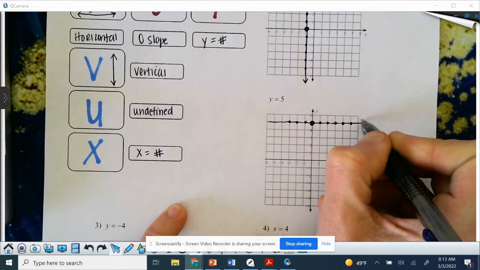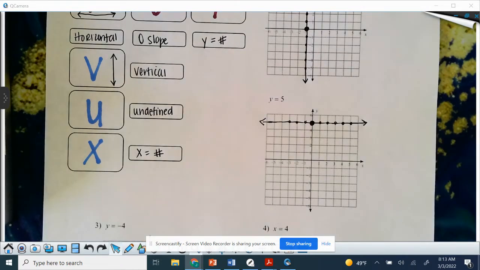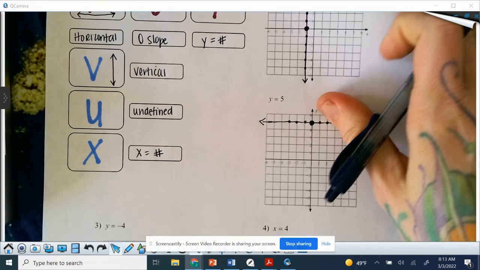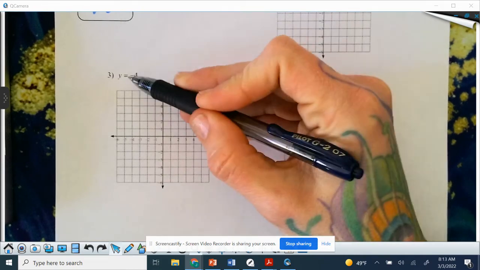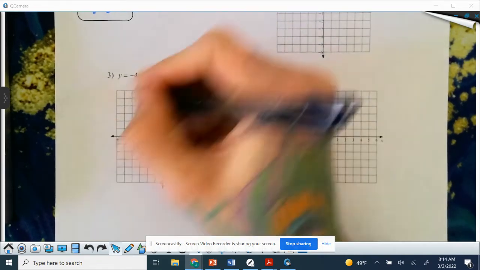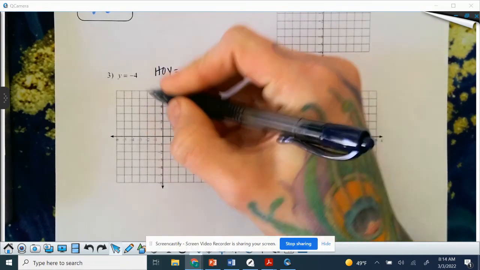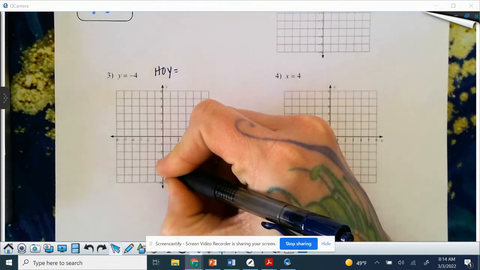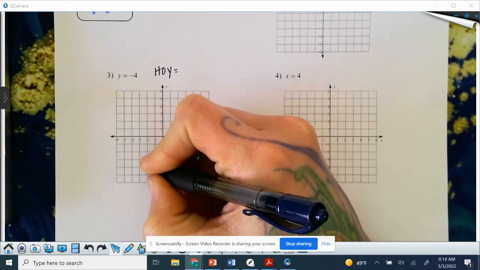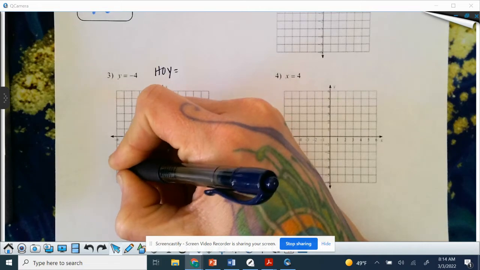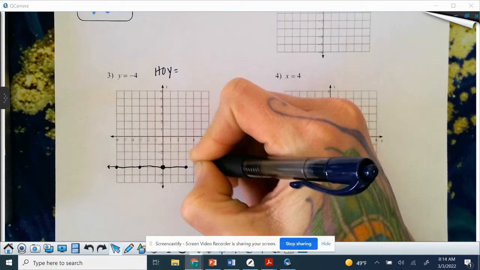straight through 5. So once you remember HOY VUX, it's probably one of the easiest sets of lines to graph, would be your horizontal and vertical lines. So number 3, y equals -4. So that's a y. So again, that's HOY, which means it's going to be a horizontal line because it's a y equals equation with a zero slope. So I'm going to go down to -4. Y is -4 all the time, no matter when. And so we're going to draw a horizontal line passing through y equals -4.